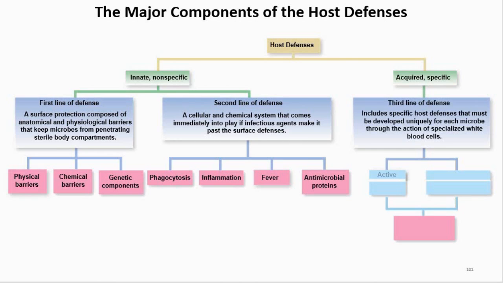Okay, we have active or passive. Active is produced from an infection or a vaccine. Passive is produced from maternal antibodies through the breast milk or through the placenta. And they involve B cells, T cells, and the other cells that are produced from the B and the T cells.